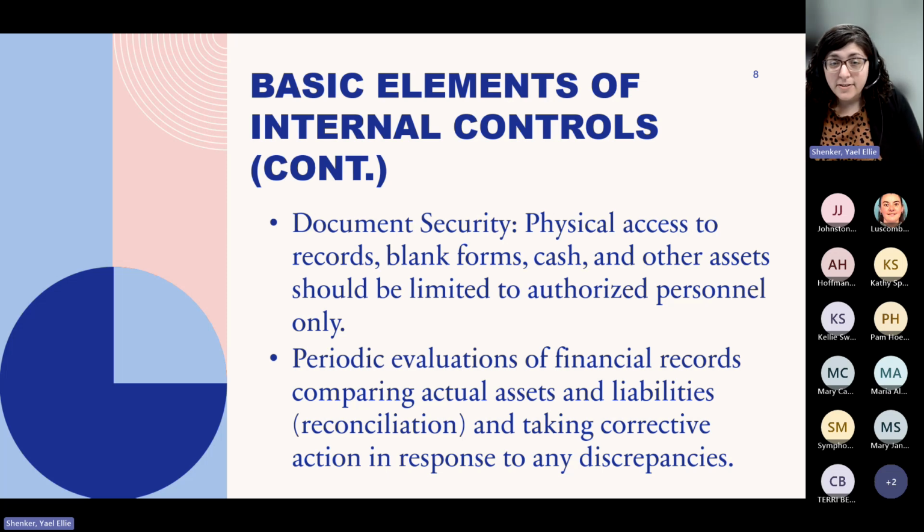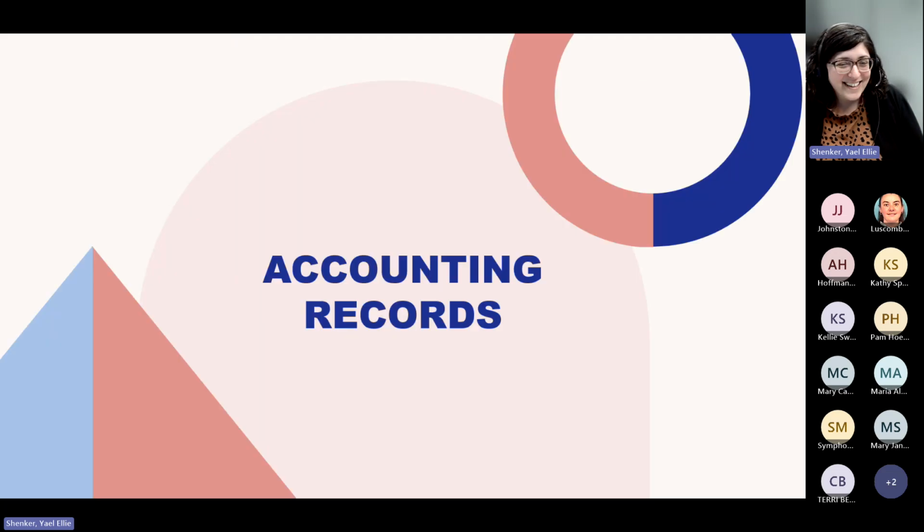So that includes things like reconciling your bank and loan statements every month, comparing them to your financial records. And then if you find any discrepancies between your own books and what is on your bank statements, you need to address those discrepancies. So that is everyone's favorite thing, reconciling.